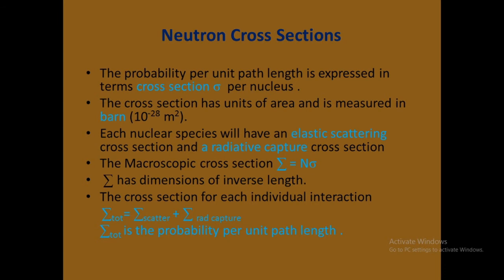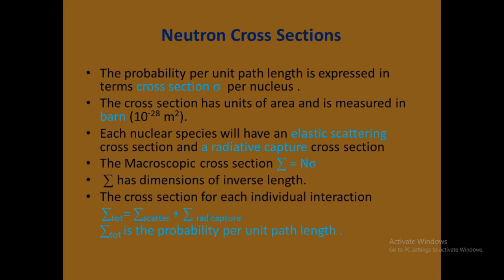Just like photons, a beam of neutrons passing through a material also suffers attenuation. The probability per unit path length is a constant for any interaction mechanism, and the probability is expressed in terms of cross-section sigma per nucleus for each type of interaction. The cross-section has units of area and is measured in units of barn. Each nuclear species will have an elastic scattering cross-section, a radiative capture cross-section and so on, each of which will be a function of the neutron energy.